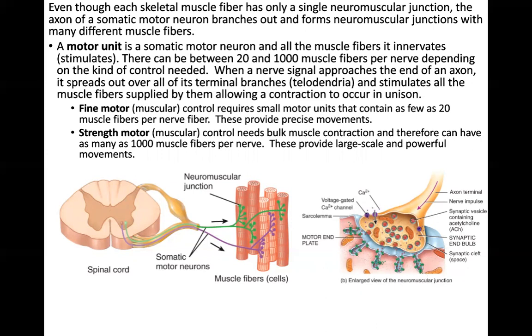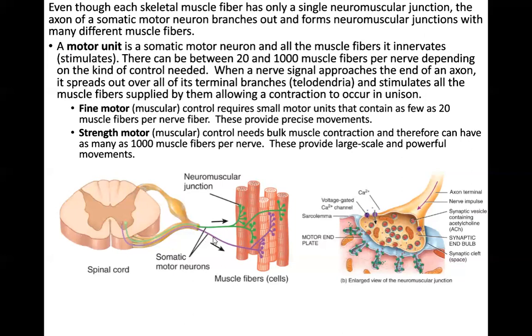And I want to talk about that here on this page. So reading through, even though each skeletal muscle fiber has only a single neuromuscular junction, axons of a somatic motor neuron branch out and form neuromuscular junctions with many different muscle fibers. Like what we show here with a purple motor neuron and a green motor neuron, the purple is innervating these two muscle fibers. The green is going to innervate these three muscle fibers. A somatic motor neuron and all the muscle fibers that it innervates is what a motor unit is.